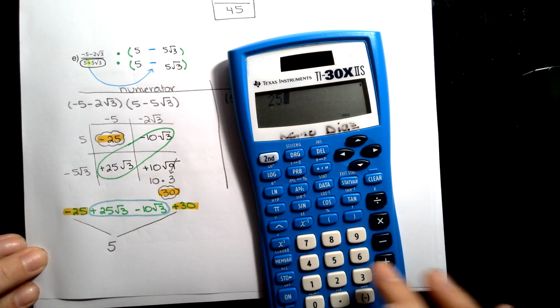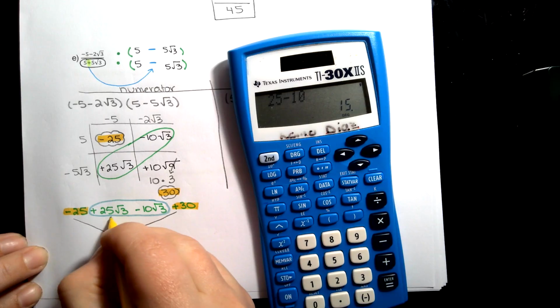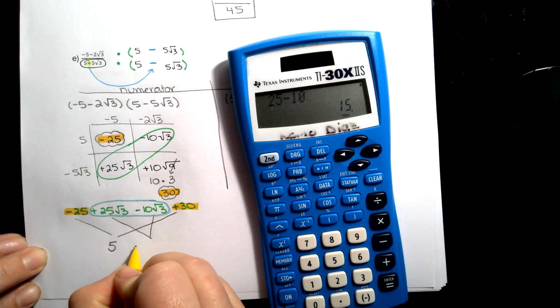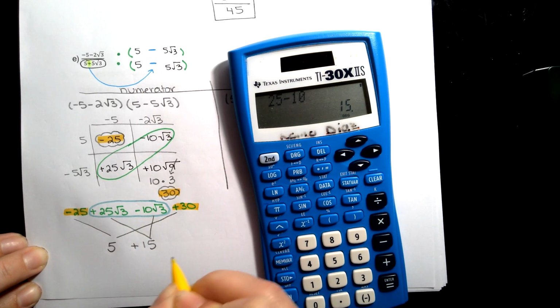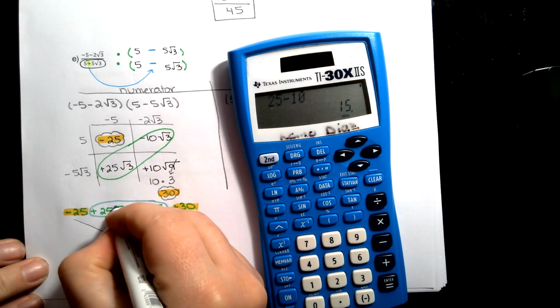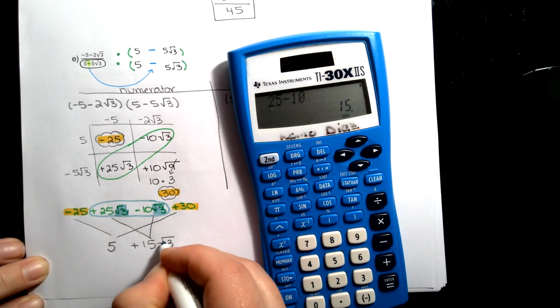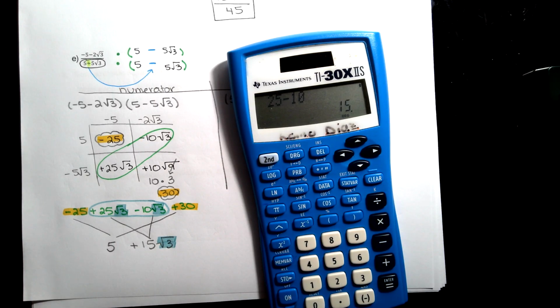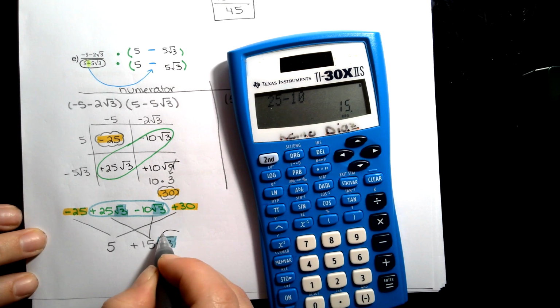And then here we have 25 minus 10, which is positive 15 of what? Of root 3. So if we have a root 3, we have a root 3, we are going to have a root 3. Put this in a thinking bubble. This is now your numerator.